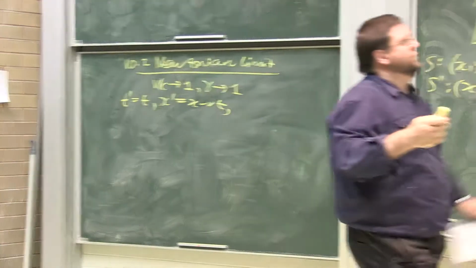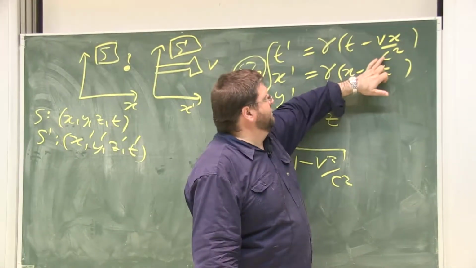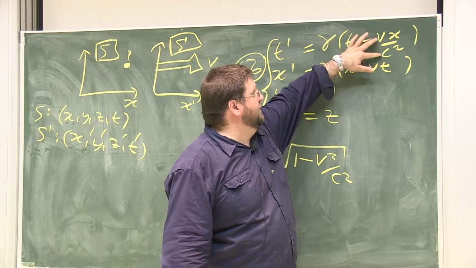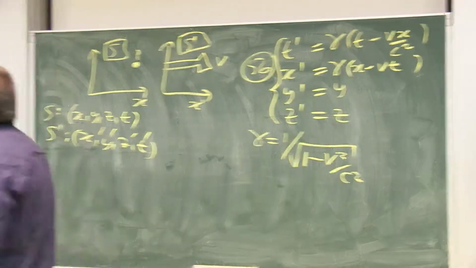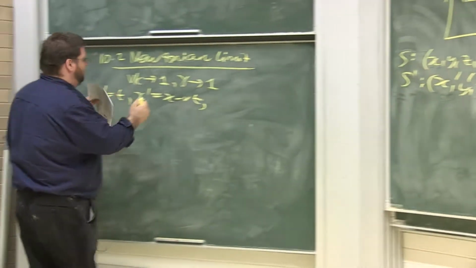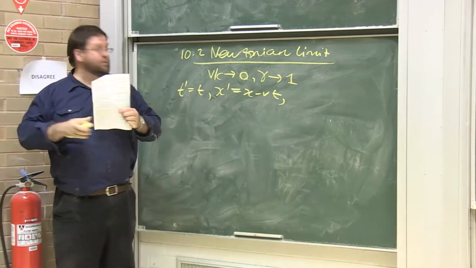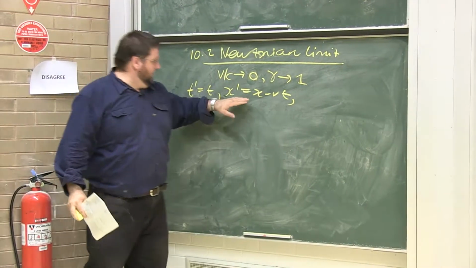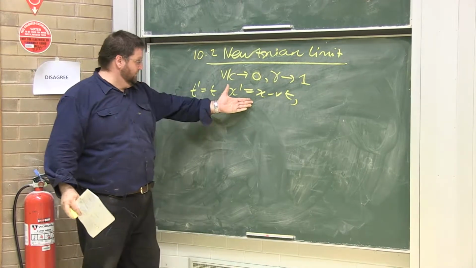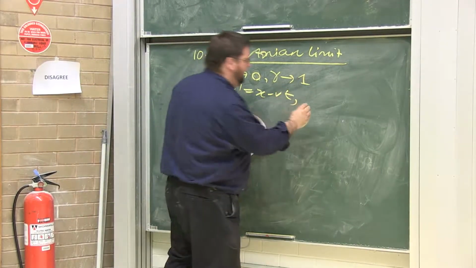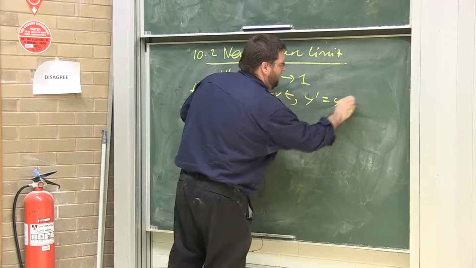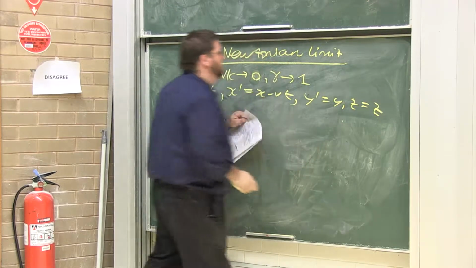Yes, thank you. So the statement is, shouldn't it be V on C goes to 0? Absolutely, V on C is going to 0. So not V on C goes to 1, but rather V on C goes to 0. Thank you. We have this limit case, and similarly, y prime equals y and z prime equals z are unchanged.